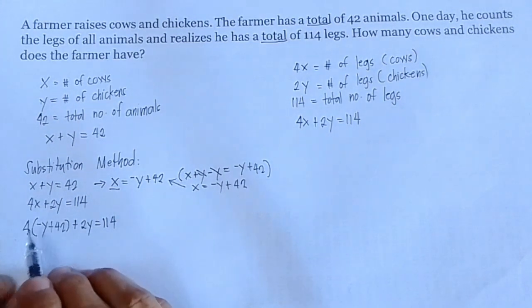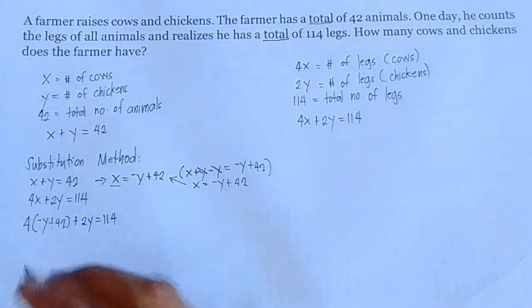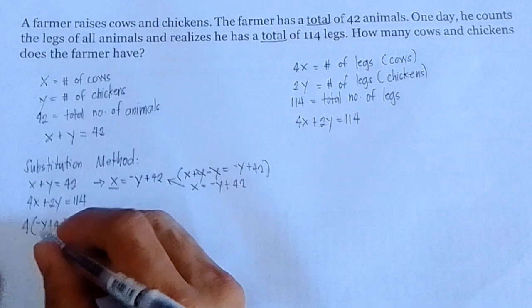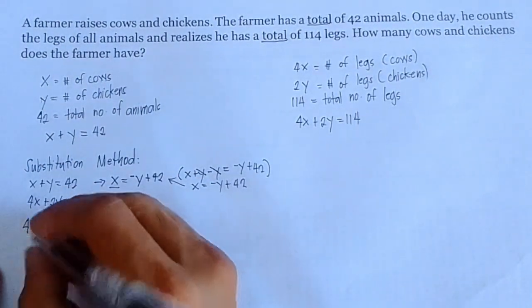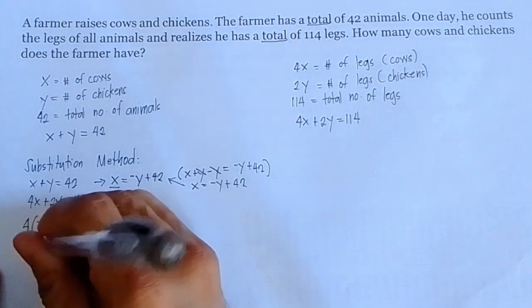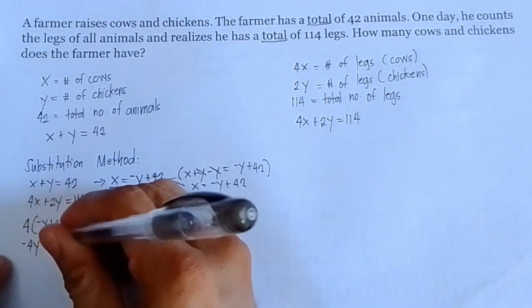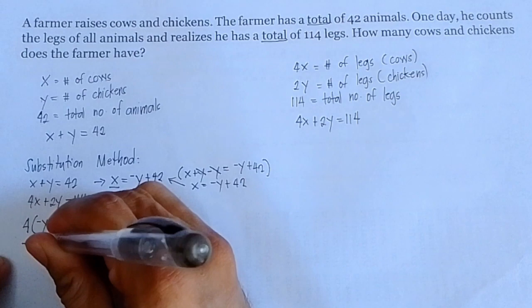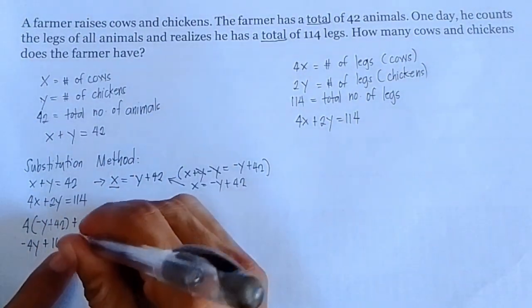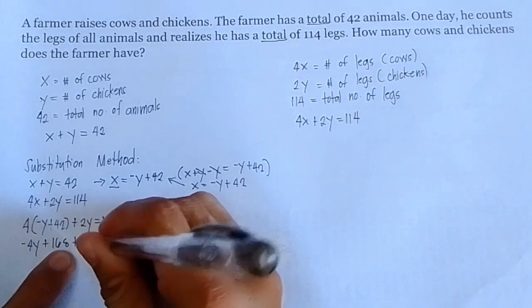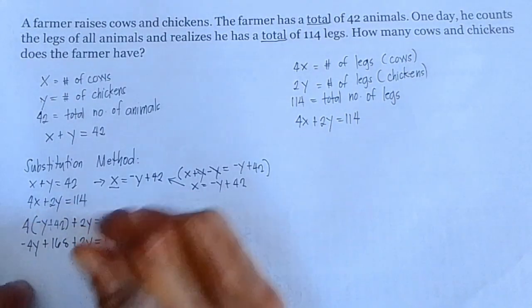Now we have the distribution property. So we're going to multiply 4 times the terms inside the parentheses. We have 4 times negative y, so that would be negative 4y. 4 times 42, so that will be plus 168. Then just copy plus 2y is equal to 114.